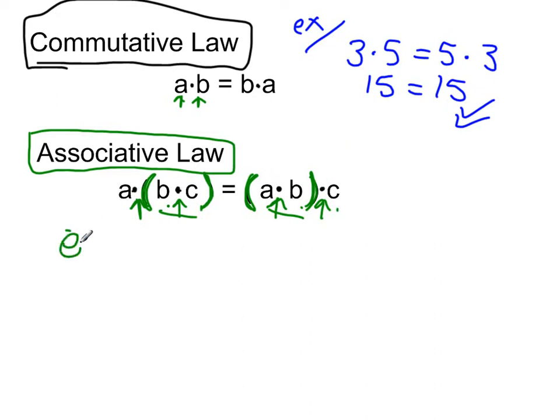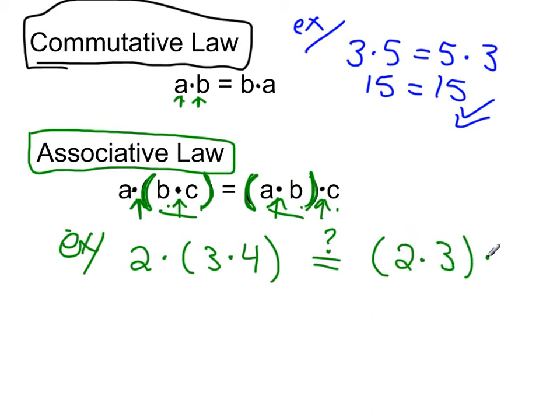To see an example of this, let's be nice to ourselves. We'll pick easy numbers. Let's say 2 times 3 times 4. And I want to know, and I'm writing a little question mark above my equal sign saying I'm not sure, if 2 times 3, if I do that first, times 4 is the same result. The parentheses are telling us who we do first. So the parentheses here are telling me, do these guys together. 3 times 4, I know my multiplication tables very well, and hopefully you've got that one down too, is 12. And we now have 2 times 12, which gets us 24.